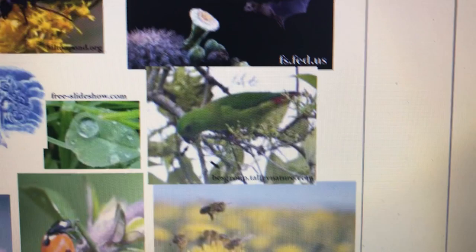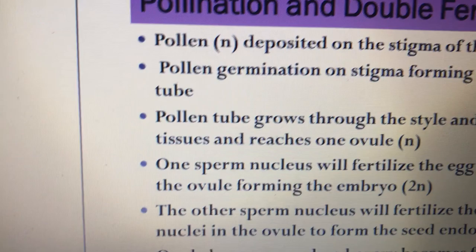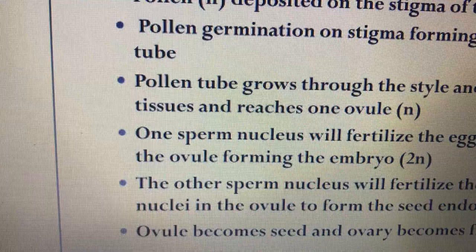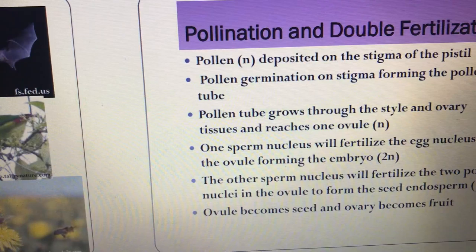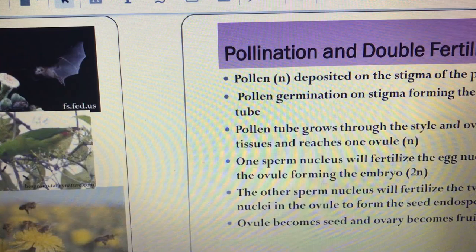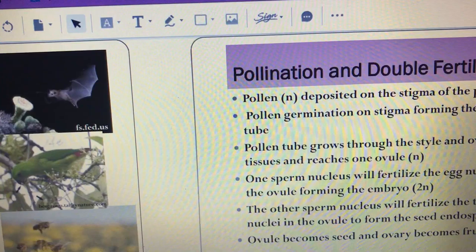So we're going to talk about pollination and double fertilization. So pollen, we could let pollen represent N, which is the same thing as saying haploid, okay? So pollen is deposited on the stigma of a pistil, okay? So first, pollen is deposited on the stigma of the pistil. The pollen germination on the stigma forms the pollen tube.